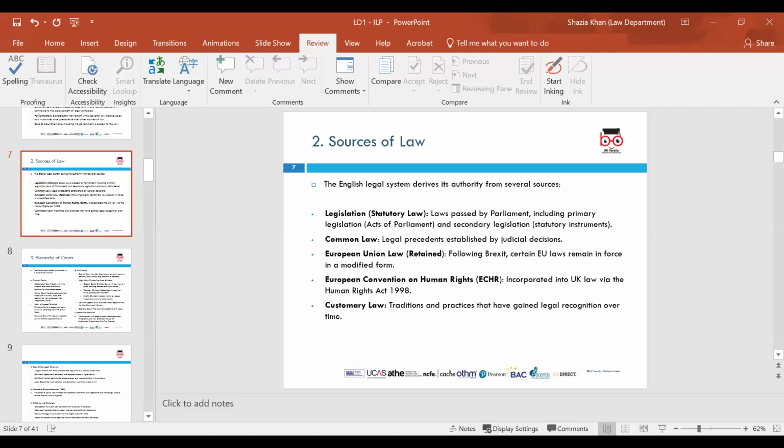Common law, again, is precedents established by judges. These are things that are developed through history and which courts must follow. So, for example, if there's a case on rape that was a huge case historically in common law, and it's very similar to a case today, can we follow that?